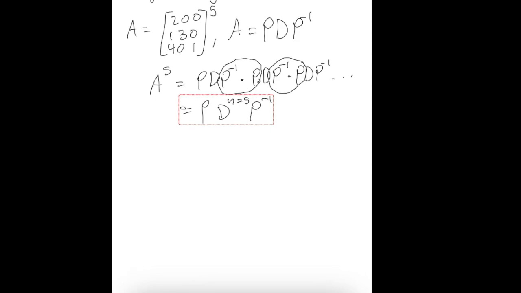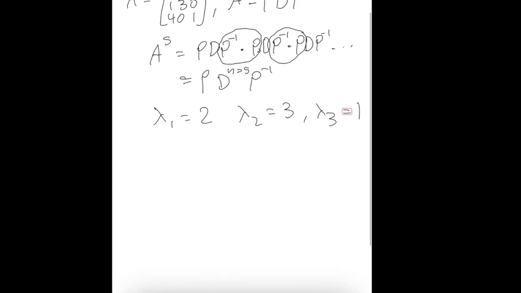First things first, we need to find the eigenvalues of matrix A. In this case, we see this is an upper triangular matrix, and so we know these eigenvalues are just going to be the diagonal entries. So we have lambda 1 is equal to 2, lambda 2 is equal to 3, and lambda 3 is equal to 1. Alright, so now we need to find the eigenvectors so that we can build P.